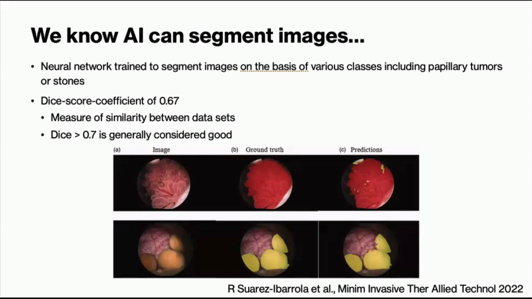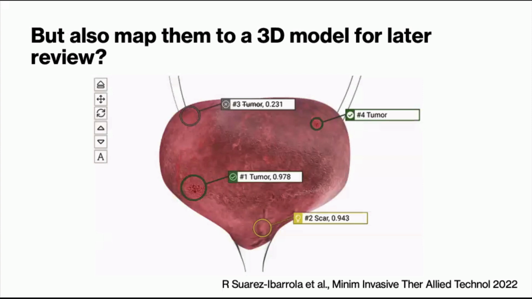So it can determine in real time where you are in the bladder, what you are looking at, whether it is tumor or stone or scar, and then form this 3D map annotated with the locations of those different lesions or findings for later review. These are uploaded to the cloud, and you can actually review them in the comfort of your home, on your office computer, anywhere for further follow-up.